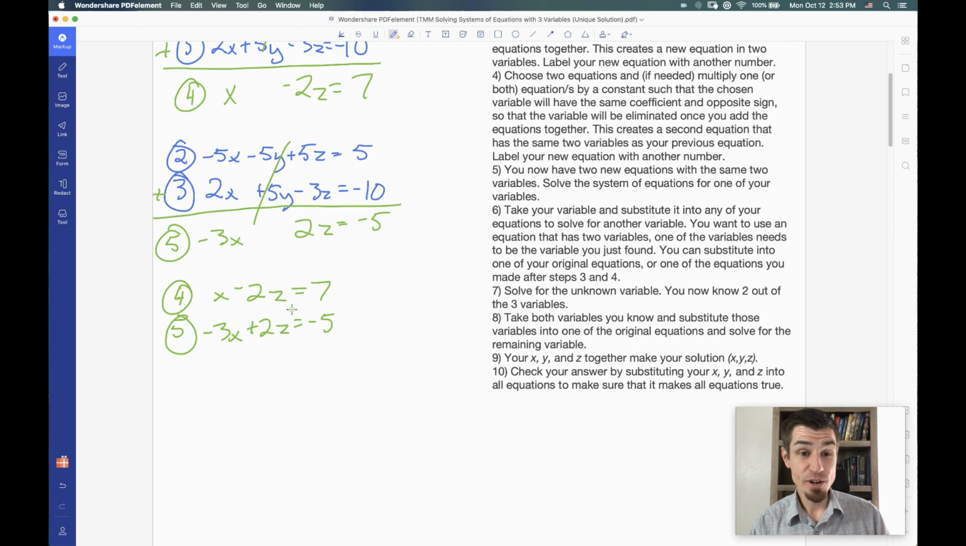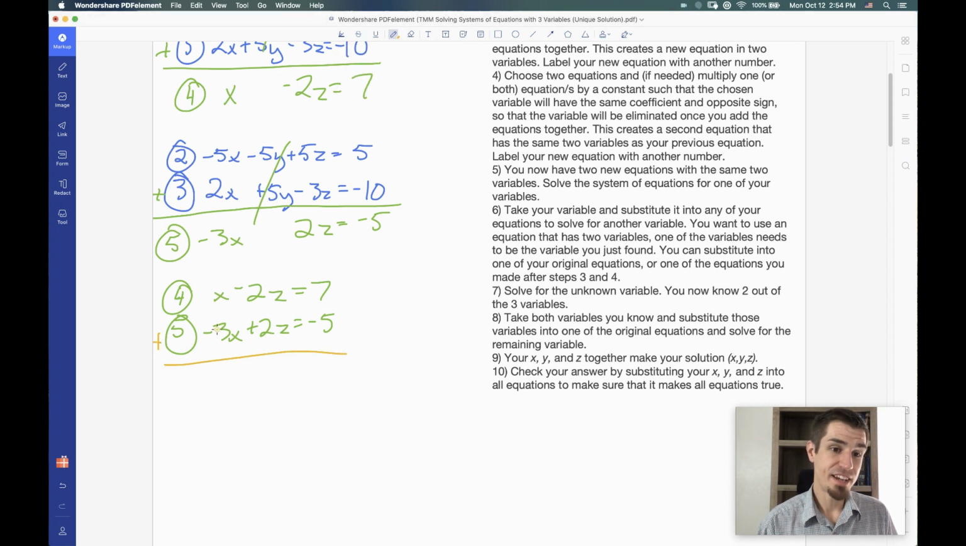This is a system of equations with 2 variables. This is something we're familiar with. We can just once again choose elimination. Hey, check it out. We got negative 2z and a plus 2z. It's already set up for us. So we'll be able to now add these together again to find a value for x. And that's what I'm getting at with step 5 here. You have 2 new equations with the same 2 variables. Solve the system for one of the variables. We want to solve for x because z is already set up to eliminate.